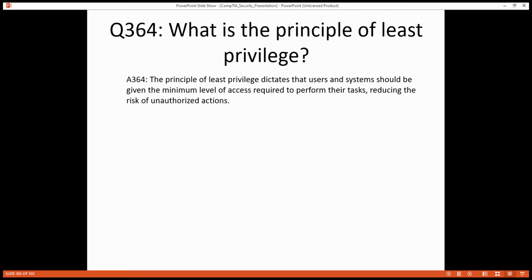Q364. What is the principle of least privilege? A364. The principle of least privilege dictates that users and systems should be given the minimum level of access required to perform their tasks, reducing the risk of unauthorized actions.